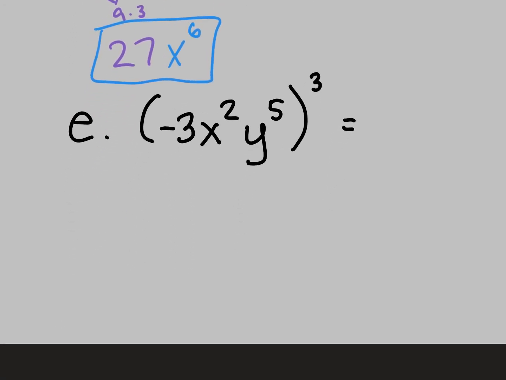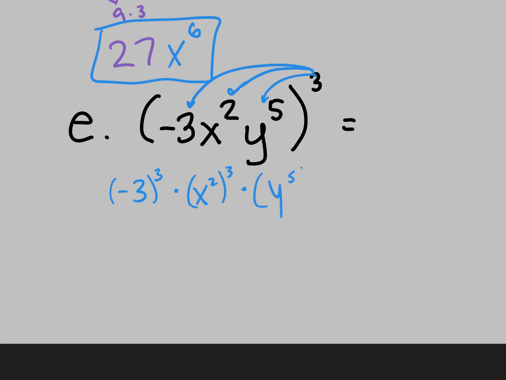All right, let's take a look at E. What should I do first? Distribute that cubed. So I'm going to cube the negative 3, cube the x squared, and cube the y to the 5th power. So this is negative 3 cubed, x squared cubed, and y to the 5th power cubed. So I distributed the 3.